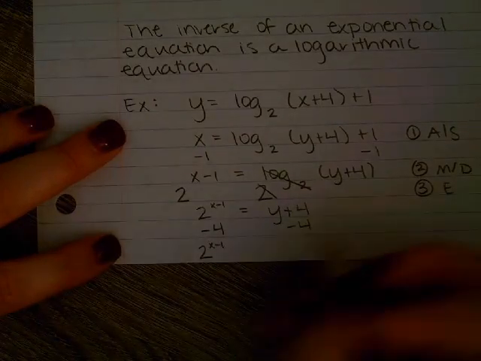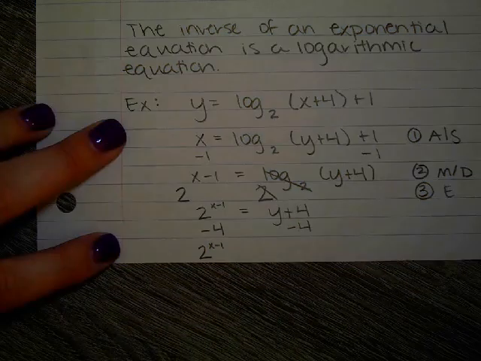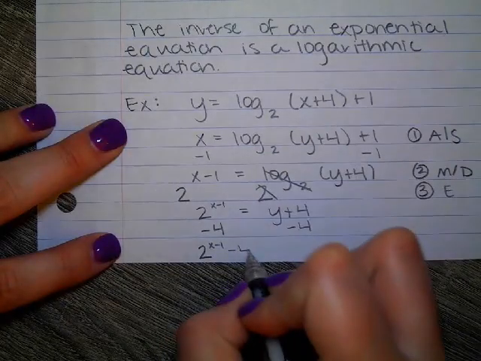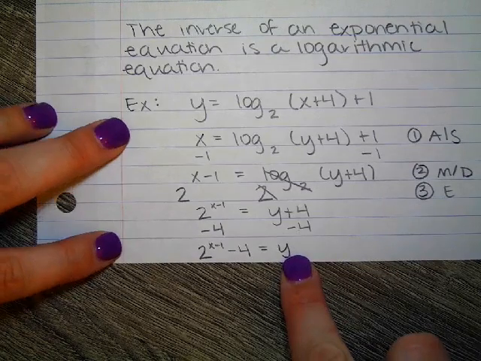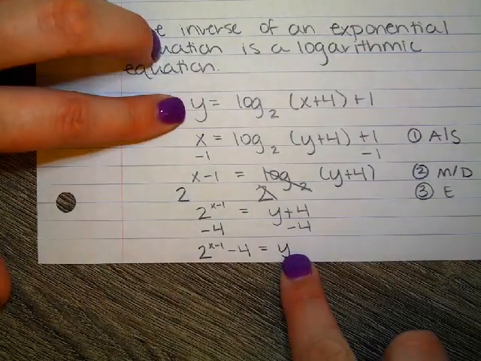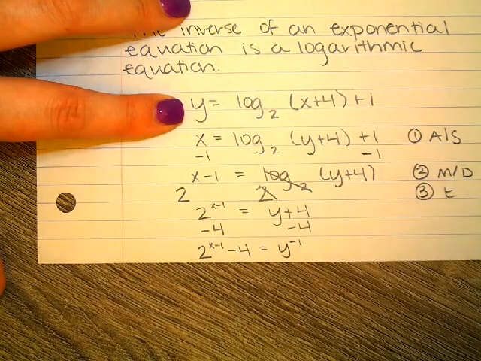Oh, my lighting got real dark there. 2 to the x minus 1 with a minus 4 on the end equals y. Again, the notation at the end matches the beginning of the problem. And so we can just go ahead and put a little inverse there, and we are set.